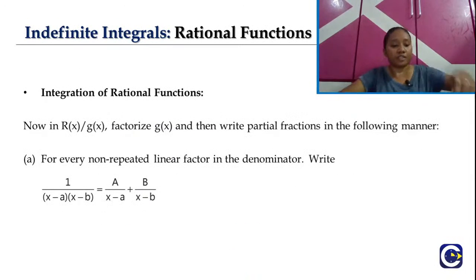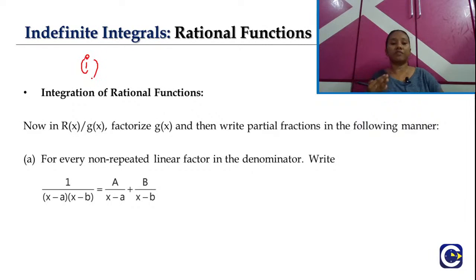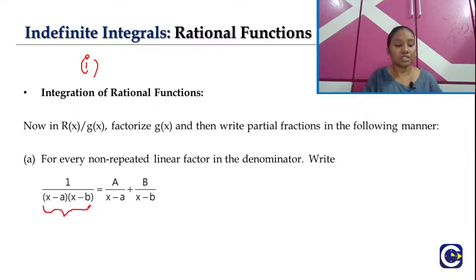For that we actually have some subsections inside our rational functions in our first case. So firstly, what is our first case? When the denominator of a rational function can be factorized. Suppose I have a function such that 1 by x minus a into x minus b. It is not necessary that the given integral should be exactly in this form, but if I can factorize my denominator, I can actually write it in this way.